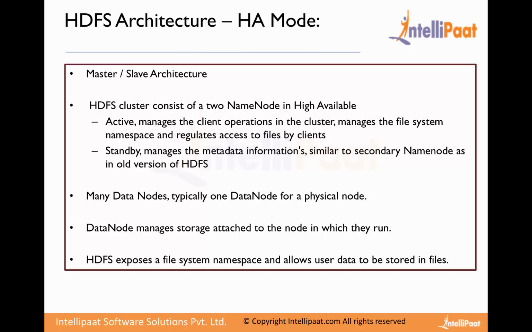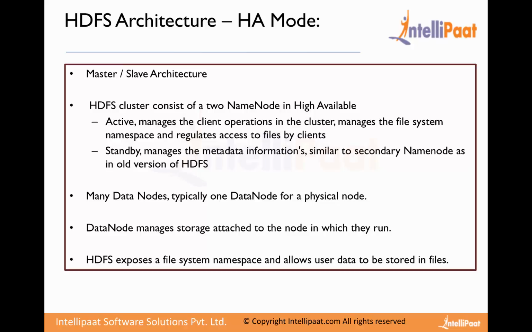So HDFS in the HA mode, the highly available mode. An HDFS cluster in highly available mode consists of two name nodes: one is called active and the other is standby. The active one manages the client operations in the cluster, manages file system namespaces, and regulates access to files by clients. The standby manages the metadata information, similar to the secondary name node in the old version of HDFS.